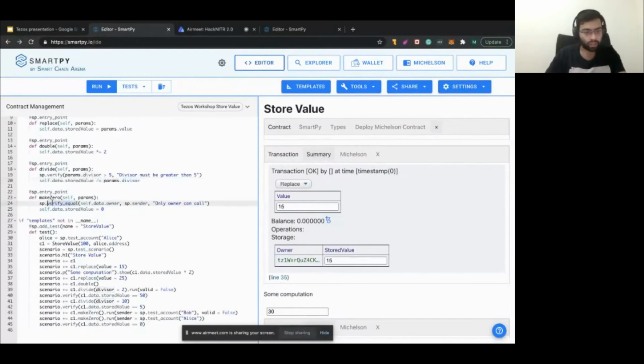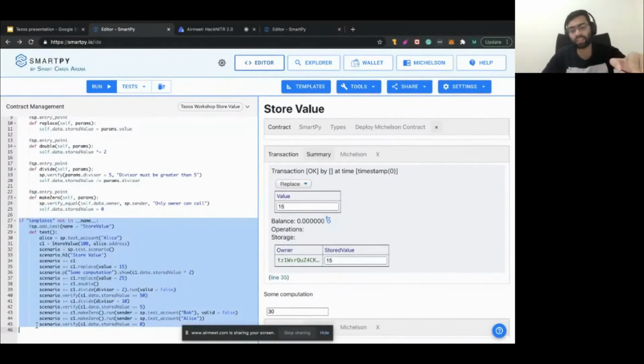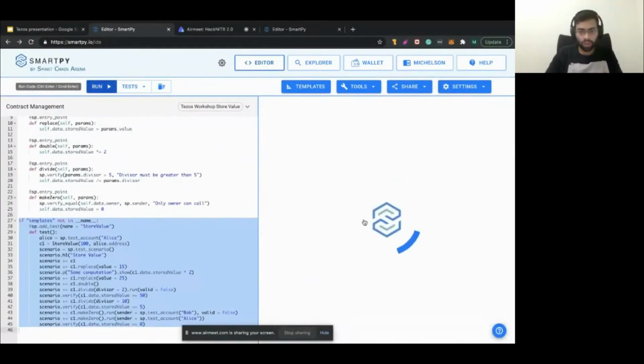And there's a make zero function. We look at this. This part of the contract is where you define the test cases, and this is exactly the part that lets you formally verify the contract. So before anything else, I'm going to quickly run the contract for you and show you how it works. So this is how the contract runs.